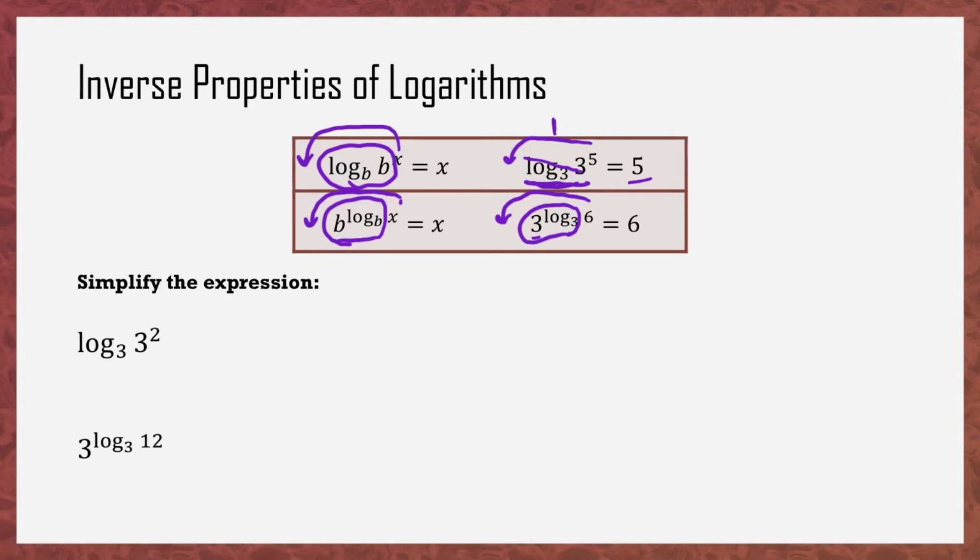So simplifying the expression, log base 3 of 3 to the second power, so this 2 is an exponent on a logarithm, we'll move it in front, it just becomes 2 times 1, which equals 2. And then 3 to the power log base 3 of 12, well, this part of the logarithm will also serve as an exponent, so it will come down in front, and the 3 to the log of 3 becomes a 1, so 12 times 1 will equal 12.